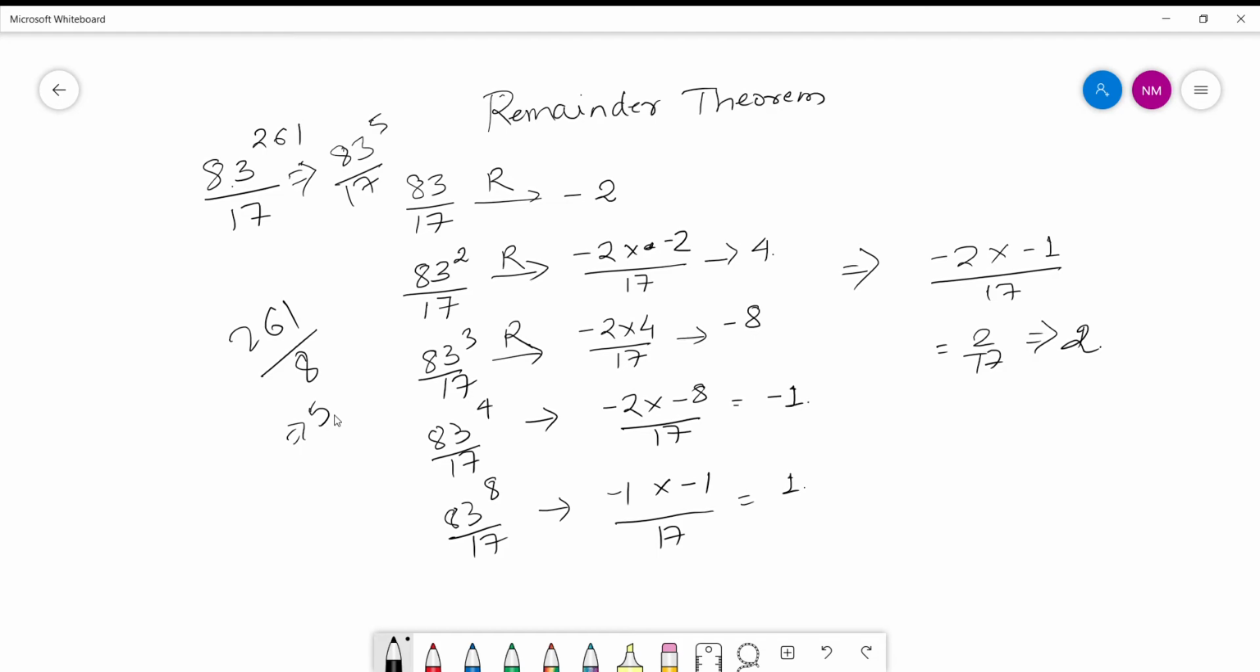Because when I do a division on 261 by 8, I get 3 and then 2. So 32 is my quotient and 5 is my remainder. So I can write this whole thing as 83 into 32 into 8 into 83 by 5, 83 raised to power 5 by 17, right? And I know that this remainder is 1, so I just need to calculate this one to calculate the entire thing, right?